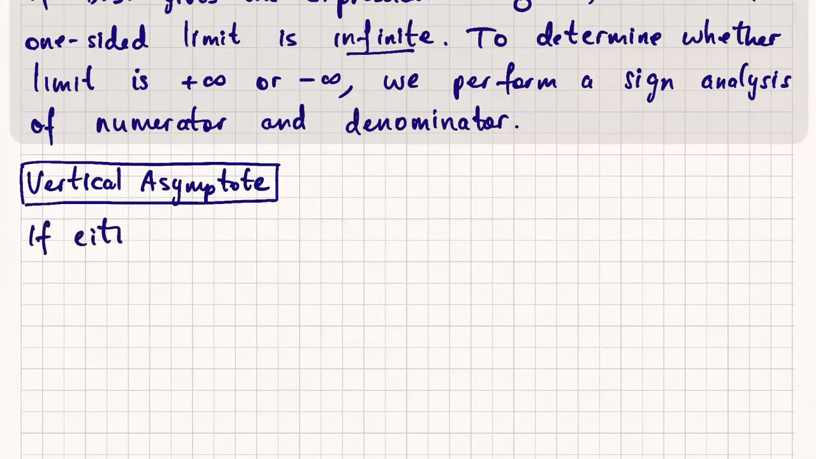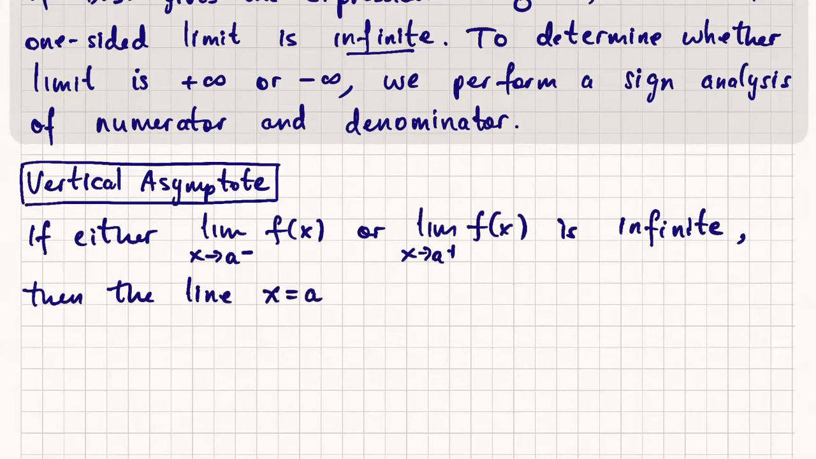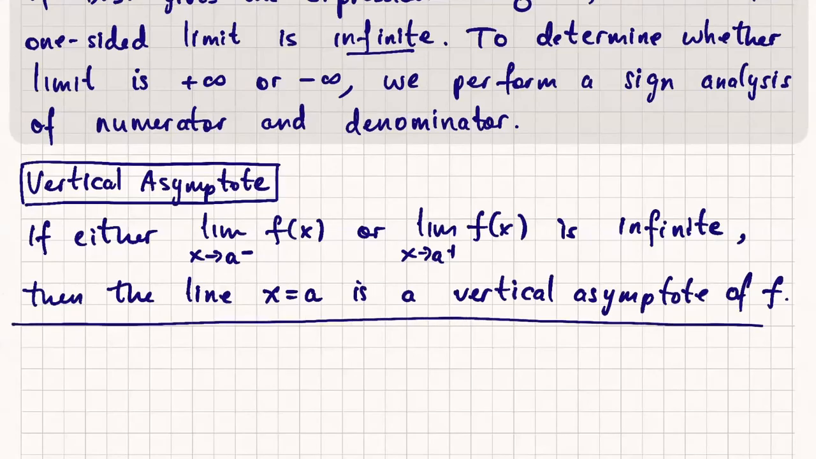If either the limit as x goes to a from the left, or the limit as x goes to a from the right is infinite. So if either of the one-sided limits is infinite, doesn't even have to be both, just at least one of them, then the line x equals a is a vertical asymptote for f. That's the definition. And that's the only definition there is for a vertical asymptote.